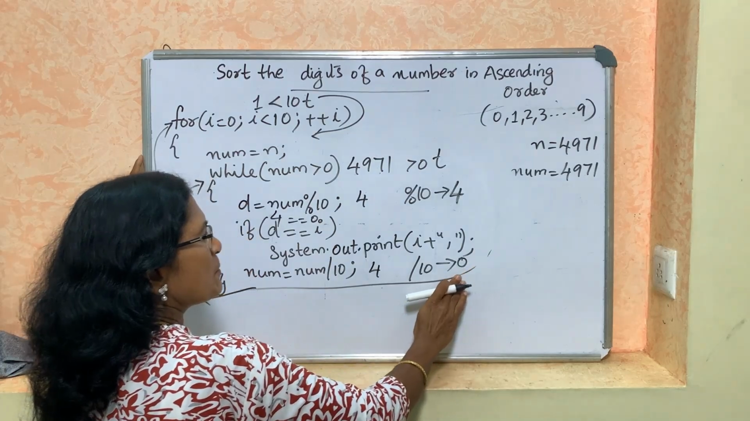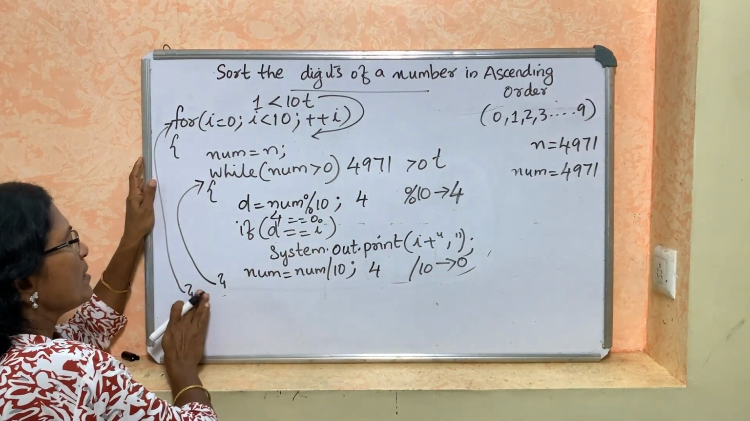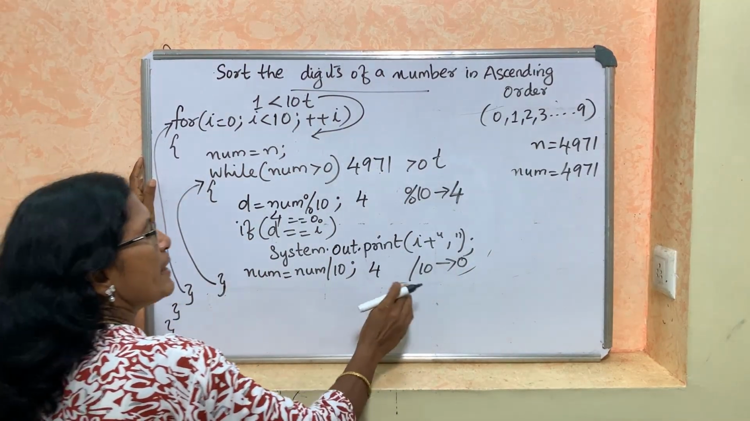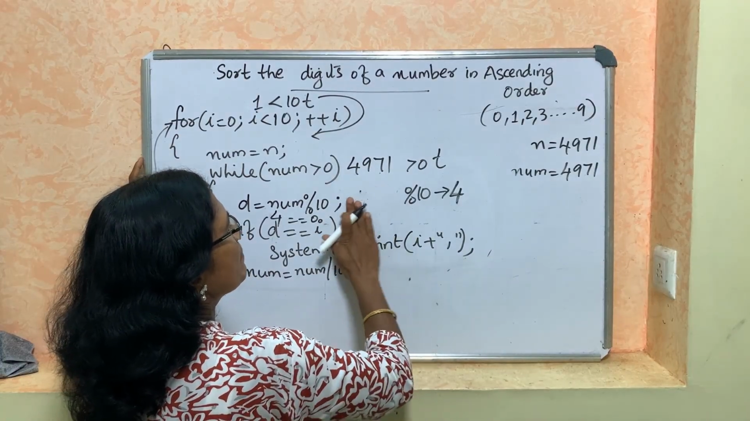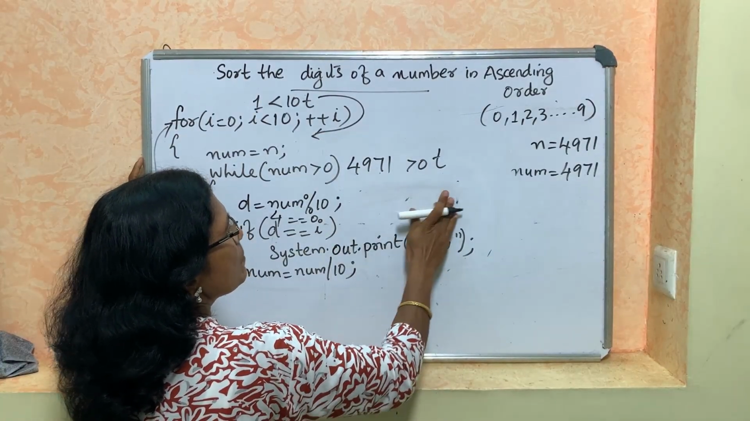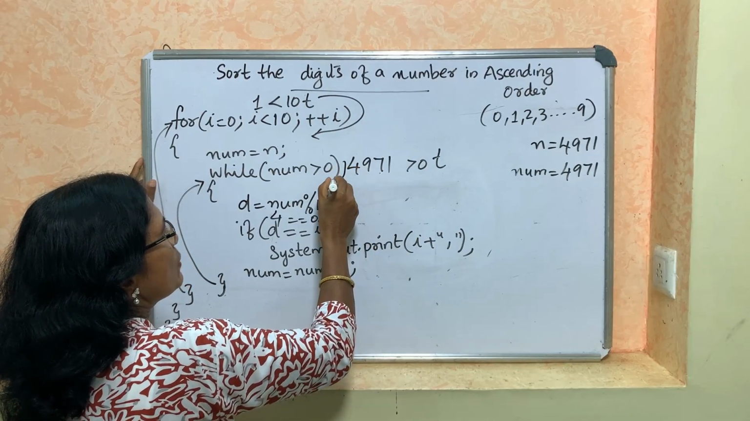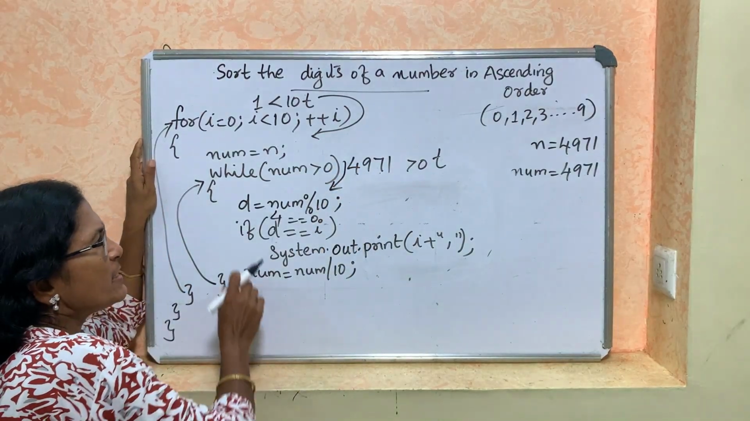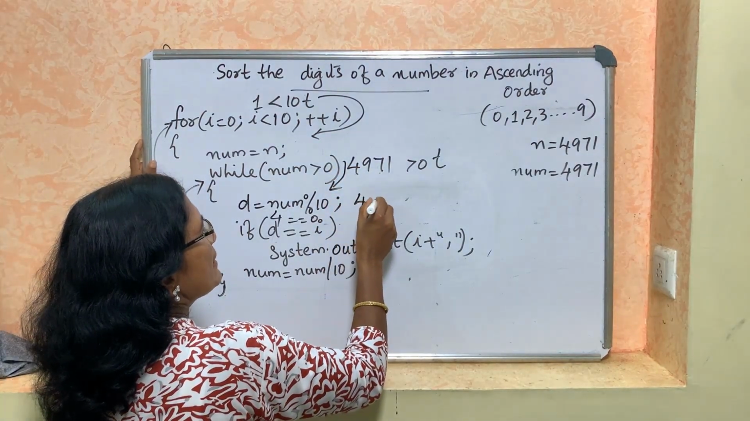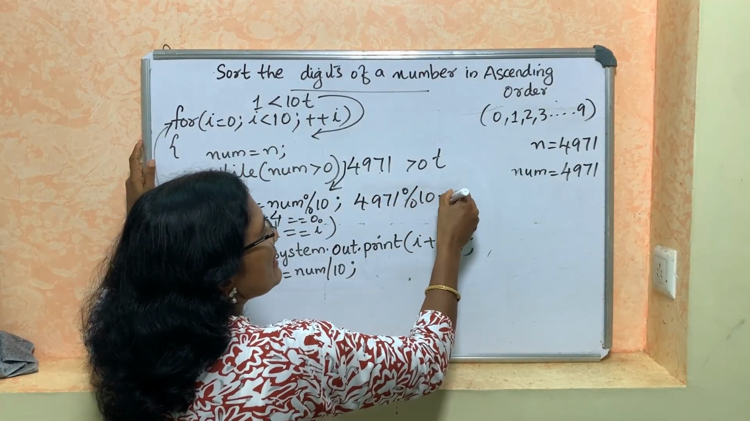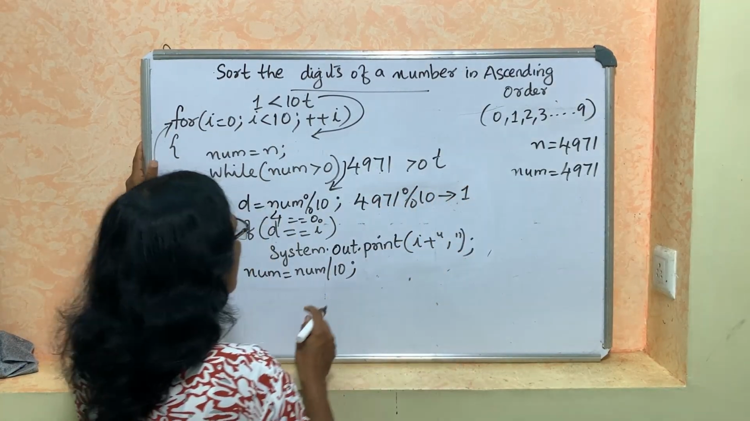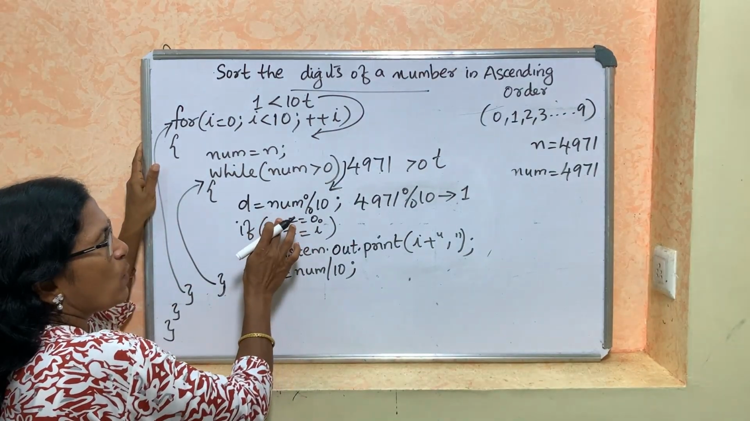As the test expression is evaluated to true, control enters into the body of the while loop to execute the statements given inside its body. Now digit is equal to 4971 modulus 10. So the last digit is extracted, it is 1. The value in D is now 1.